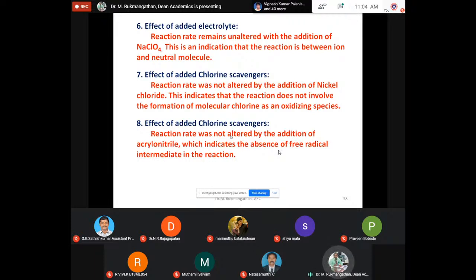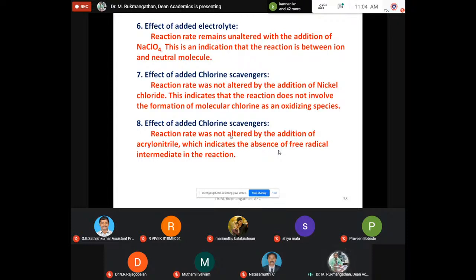When NaClO4, sodium perchlorate, is added and the reaction rate gets altered, which is actually not true in our case, then there may be the possibility of dipole-dipole molecule interaction or ion-ion interaction in the rate determining step.